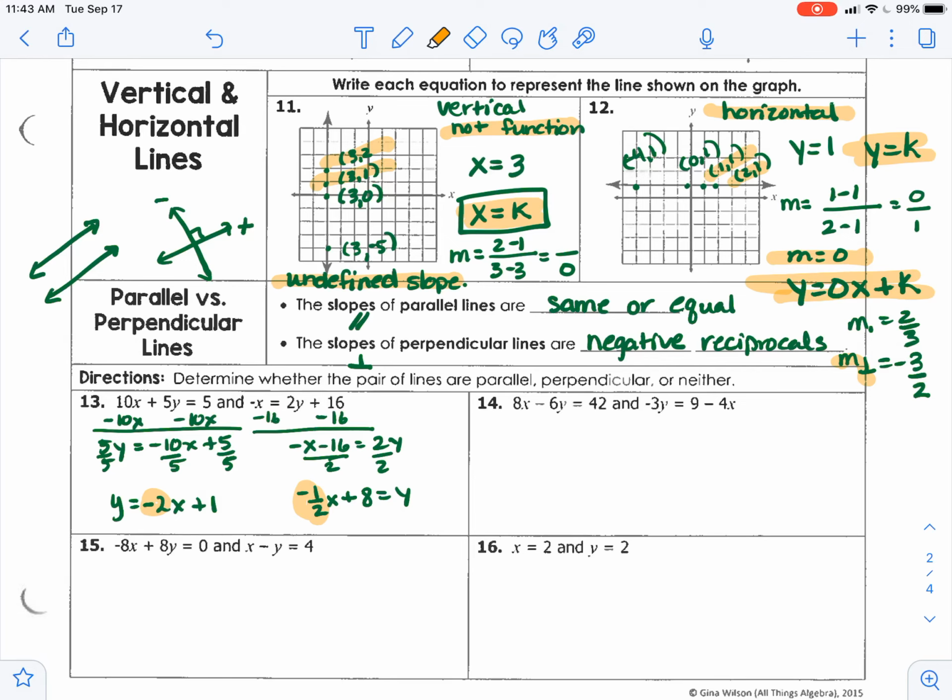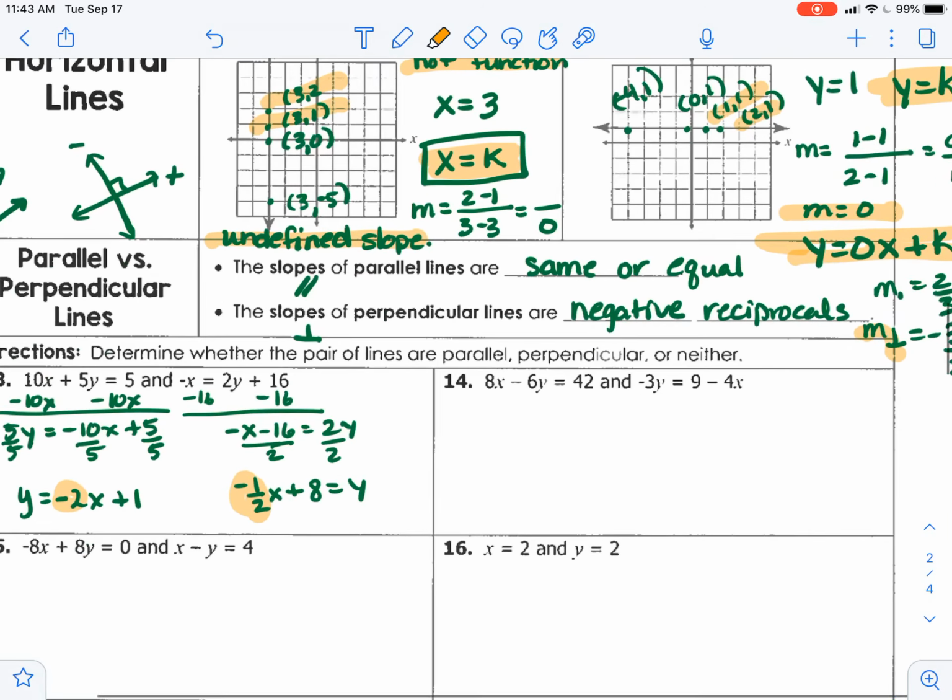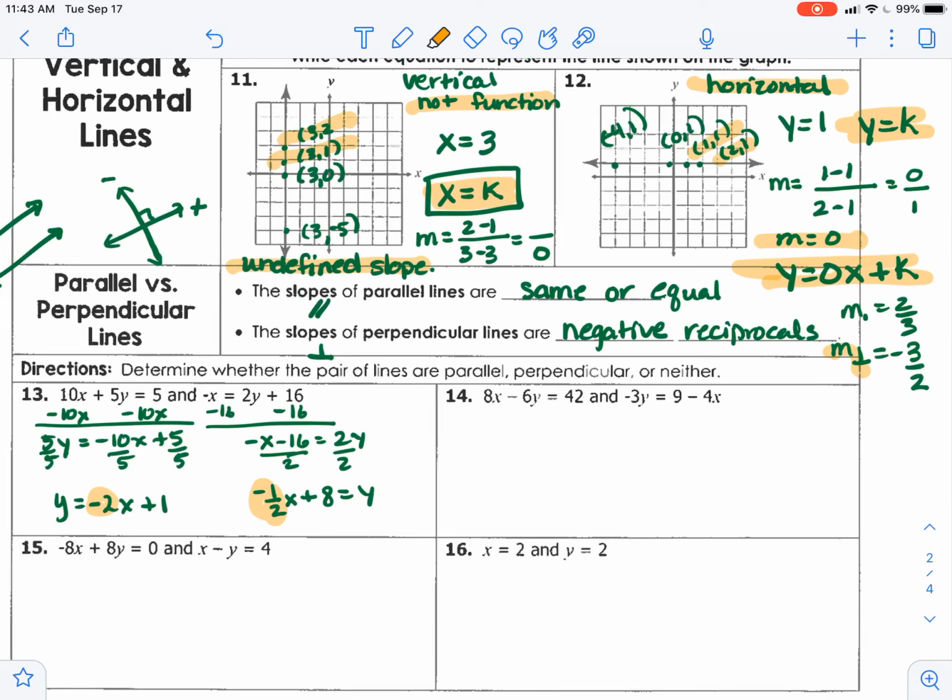So my question is, are they the same, or are they negative reciprocals, or are they neither? They're definitely not the same. They're not negative reciprocals, because they're not opposite signs. So in this case, this would be neither.